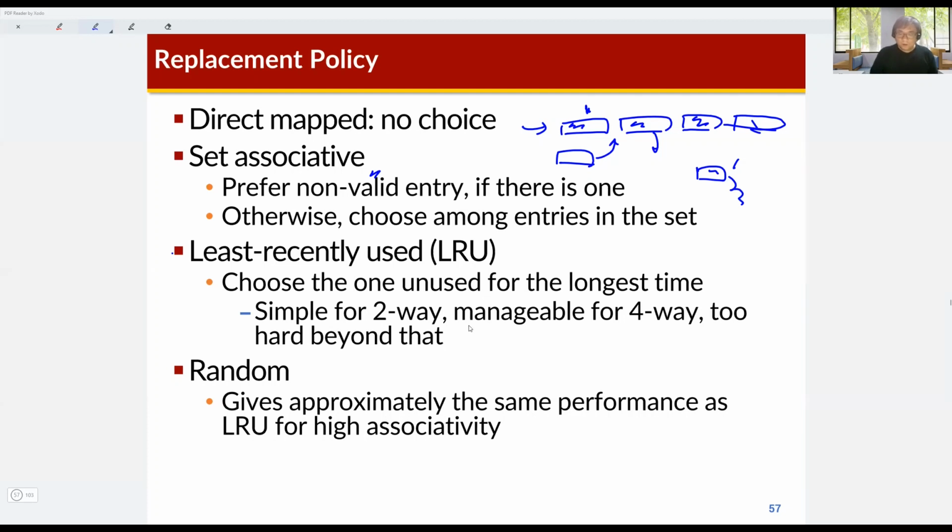This LRU policy is simple for 2-way, and it's also implementable for 4-way, but it's very complex for 8-way or a fully associative cache. So we can use another replacement policy like a random policy. But we frequently use the LRU policy for replacement.